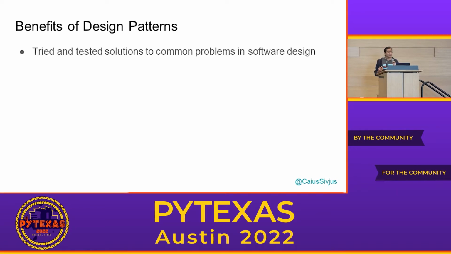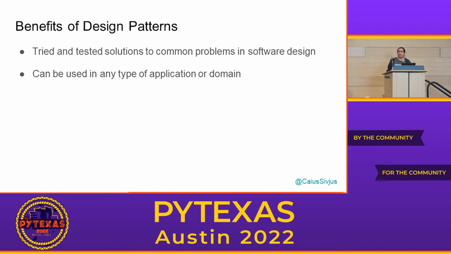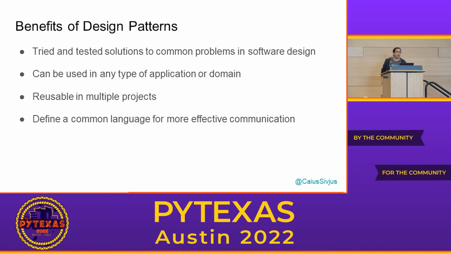Design patterns are tried and tested solutions to commonly occurring problems in software design. Design patterns are not really specific to any one domain or application area. Design patterns make our code reusable. We can extract functionality and use it somewhere else. And finally, design patterns give you a shared vocabulary we can use with other developers.